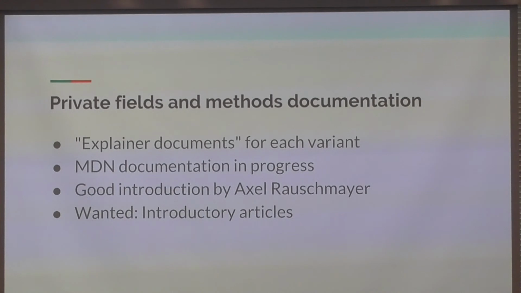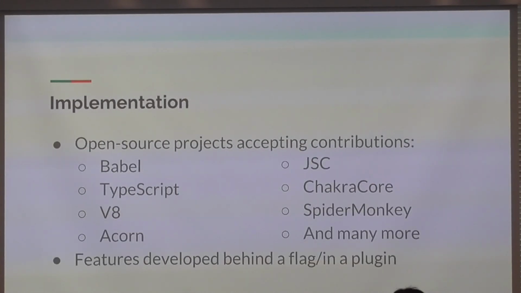So we do have a good amount of documentation for private methods, but it could be better. We have explainer documents, so whenever you write a specification, you start out by writing a big markdown file that explains the motivation and the high-level design and how you would use it. And there's documentation in MDN in progress, as well as a good introductory article. But we could use more documentation here. So if you're interested in getting involved, I'd love to get in touch.